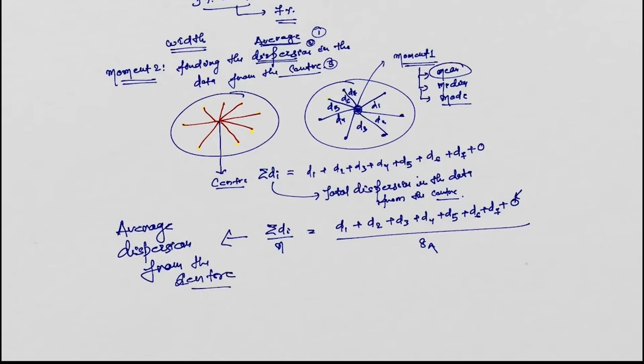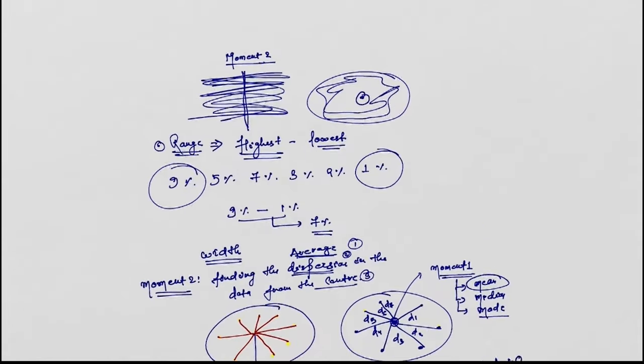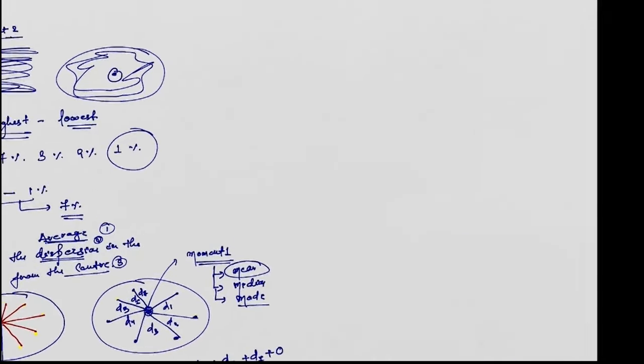So can we use it as a measure of moment two? Yes, we can. But before accepting it as a measure of moment two, let's validate with the help of one example. So example. You have data 3%, 4%, 5%, 6%, and 7%. You have to find out the average dispersion in the data.